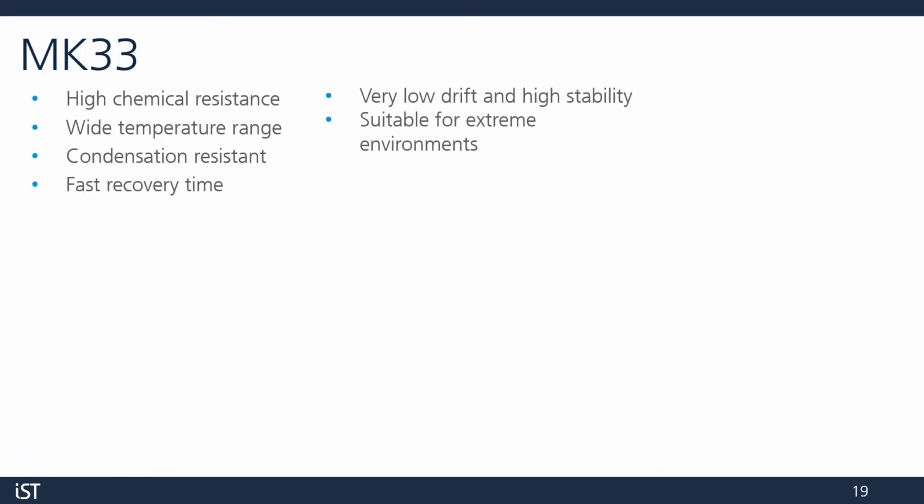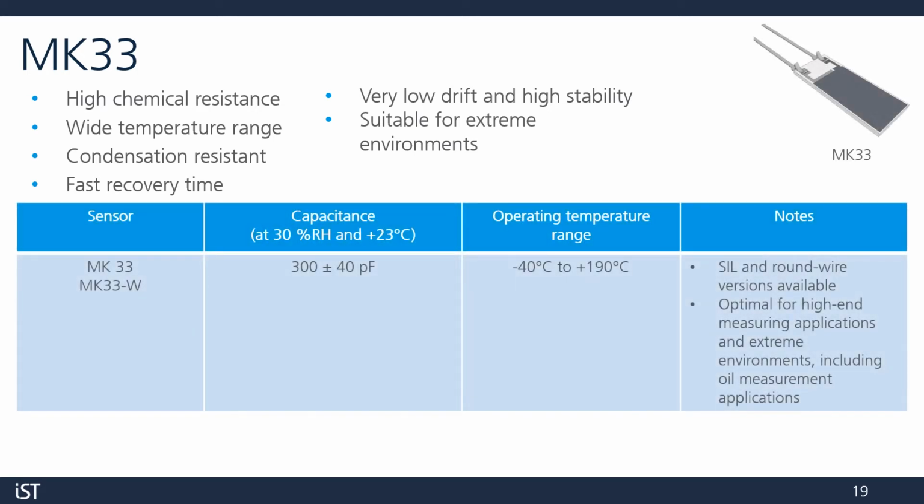Next up, we have our MK33, which has a very wide operating temperature range and excellent chemical resistance. SIL and round wire versions are available for the MK33. It's optimal for high-end measuring applications and extreme environments, including measuring moisture content in oil. It can be used up to 190 degrees C.